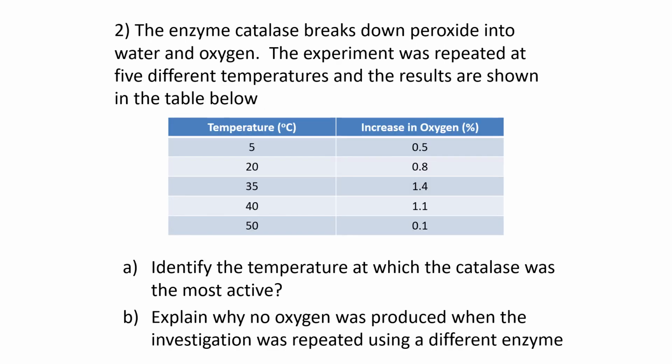So for question 2, the enzyme catalase breaks down peroxide into water and oxygen. The experiment was repeated at 5 different temperatures and the results are shown in the table below. Identify the temperature at which the catalase was the most active and explain why no oxygen was produced when the investigation was repeated using a different enzyme. So A, you want to identify the temperature at which catalase was the most active, and B, explain why no oxygen was produced when this investigation was repeated using a different enzyme.